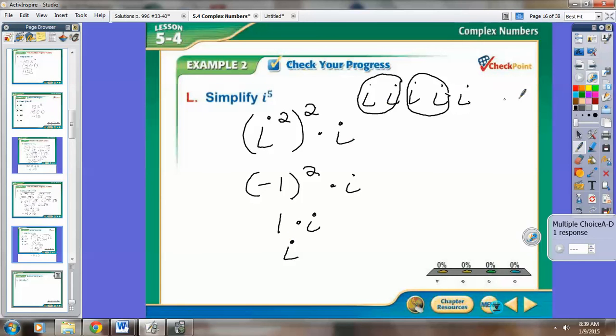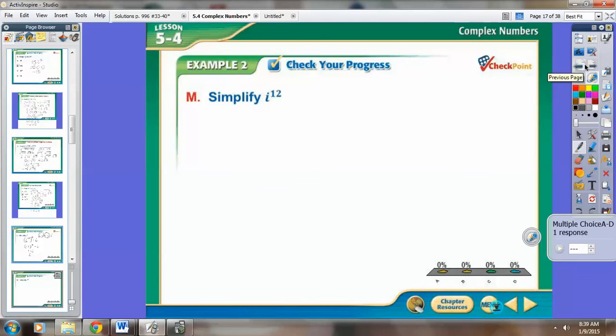Let's look at another one like this. One more here. i to the 12th power. We don't know what i to the 12th is, but we do know what i squared is. So think how many groups of 2 can you make if you've got 12 i's? Or think 12 divided by 2. 6. I can make 6 groups of 2.